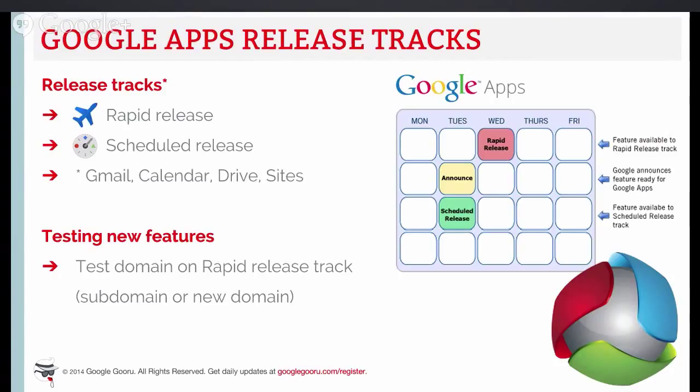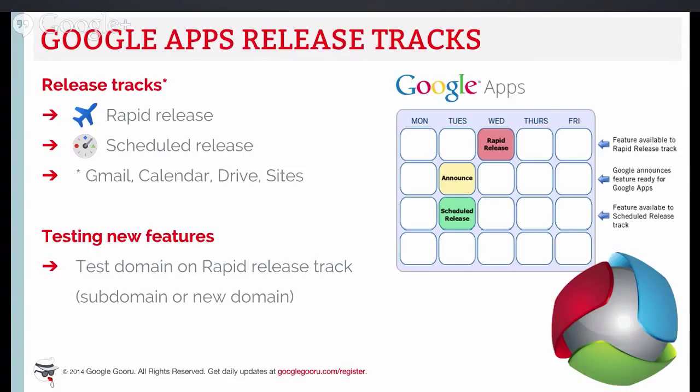But once you've set it up, it can operate independently. You can change the settings, and you can put it on rapid and have everyone testing things over there. Or you can create a completely new domain that costs about $10 a year, and you can register that one to be on the rapid release track. Again, giving you a way to test things in advance before they're actually rolled out to your domain.